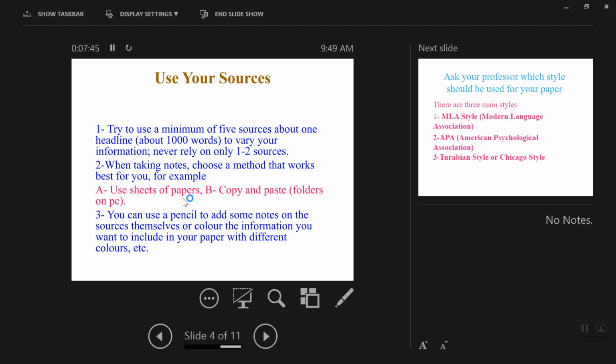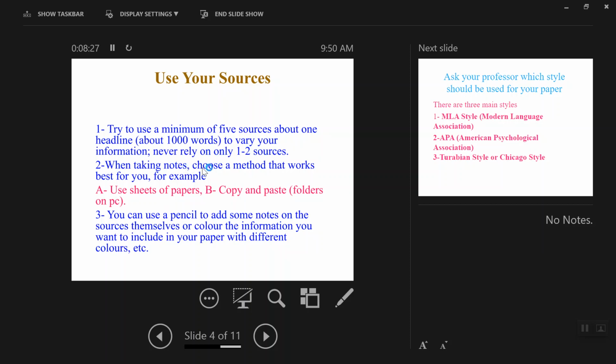When you divide your paper, the body of the paper, for example, you have an introduction, then you have headlines. For example, you write about metaphor, or you write about phonetics. What is phonetics? What are the types of phonetics? Place of articulation and manner of articulation. These are headlines. When you write about them, try to include 5 sources, 4 sources, 3 sources, about 1,000 words, to vary your information.